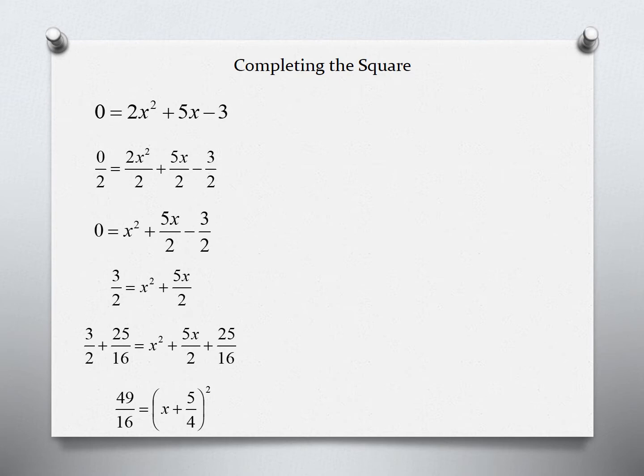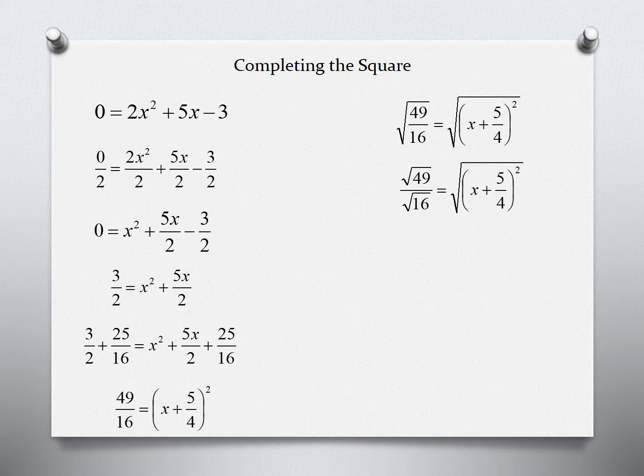Doesn't matter too much what I get on the left, but it just so happened that what I got on the left anyway was a perfect square. I'll take the square root of both sides. That's the beauty of completing the square. It gives us the opportunity to take the square root of both sides, thereby using the square root property to give us what we're looking for.